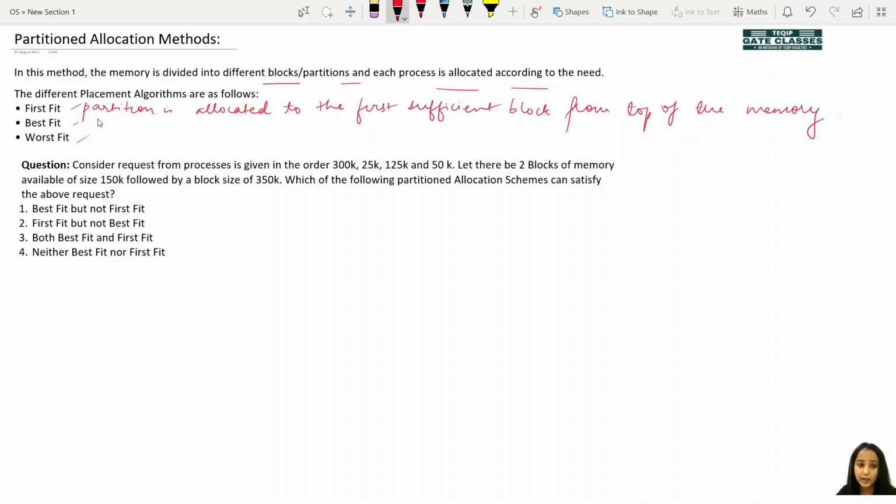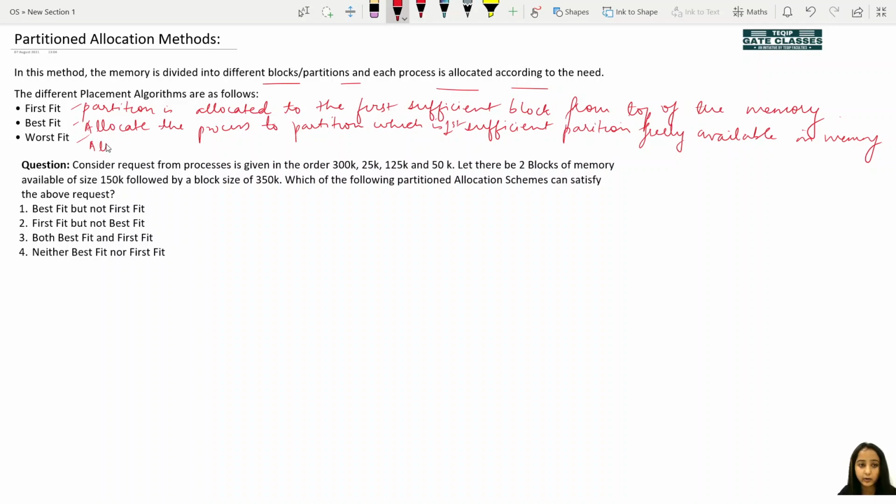Best fit allocates the process to the partition which is sufficient, that is, the first sufficient partition freely available in the memory.